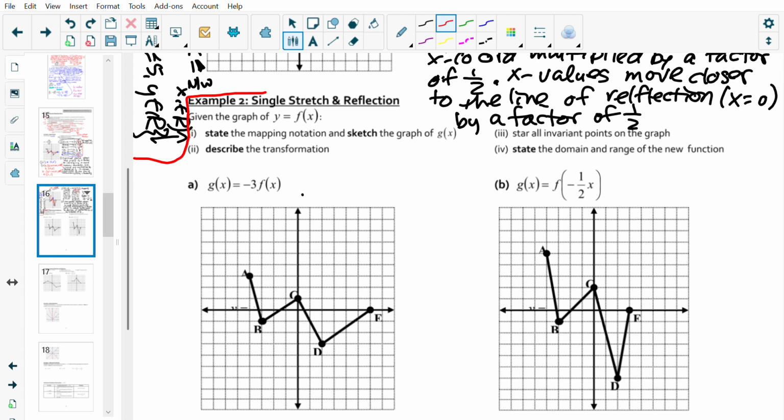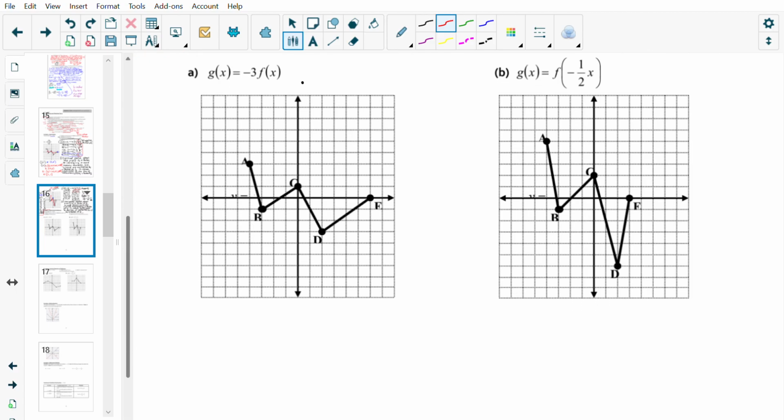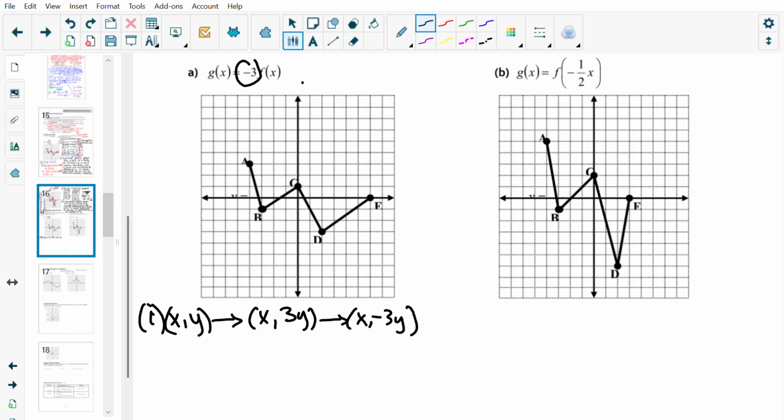Given the graph of y equals f of x, state the mapping notation and sketch the graph of g of x. Okay. Okay, I see a -3 here. So this is going to transform into x, 3y and then into x, -3y.